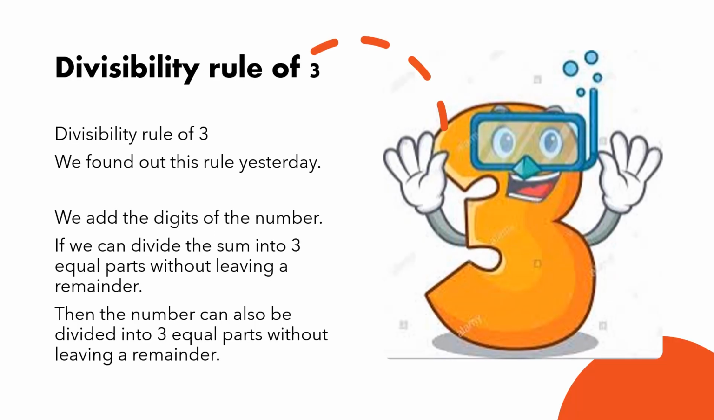The divisibility rule of 3. This is also something we looked at yesterday. You can watch the video I sent yesterday to find out how we find out the divisibility rule of 3. So what is the divisibility rule of 3? We add the digits of the number. If we can divide the sum into 3 equal parts without leaving a remainder, then the number can also be divided into 3 equal parts without leaving a remainder. Let us see this in more detail.